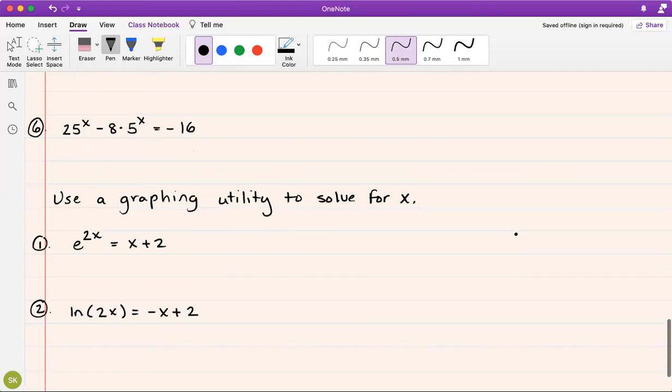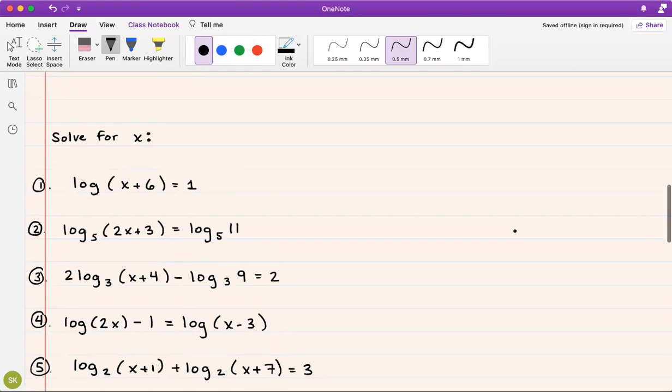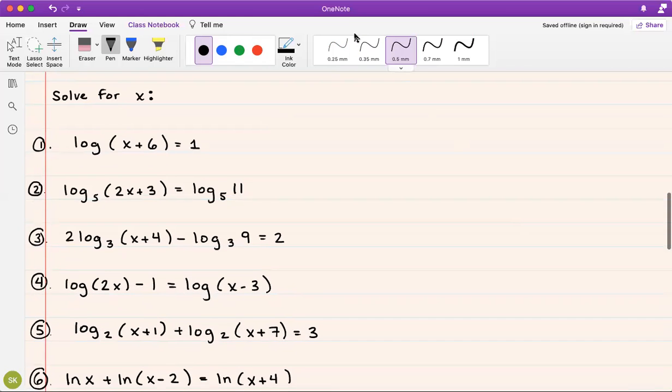Okay, so let's go back up to the very first set. I'm going to zoom in a little bit, and I'm going to put some space. So give me just a second and I'll put some space.